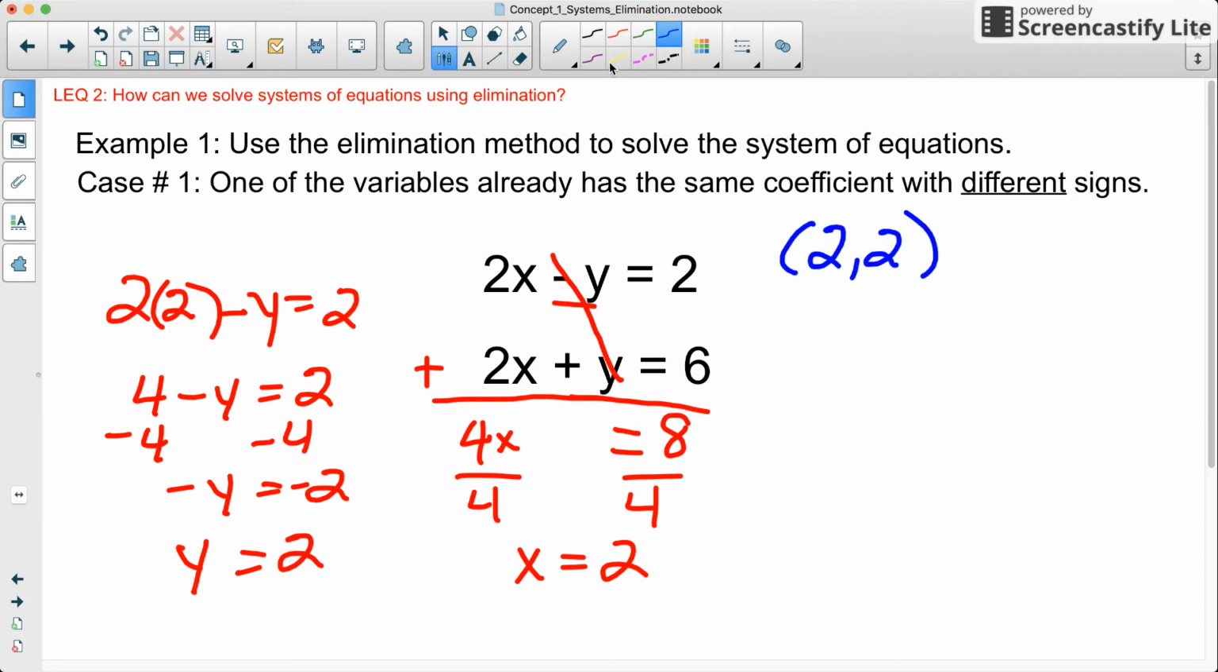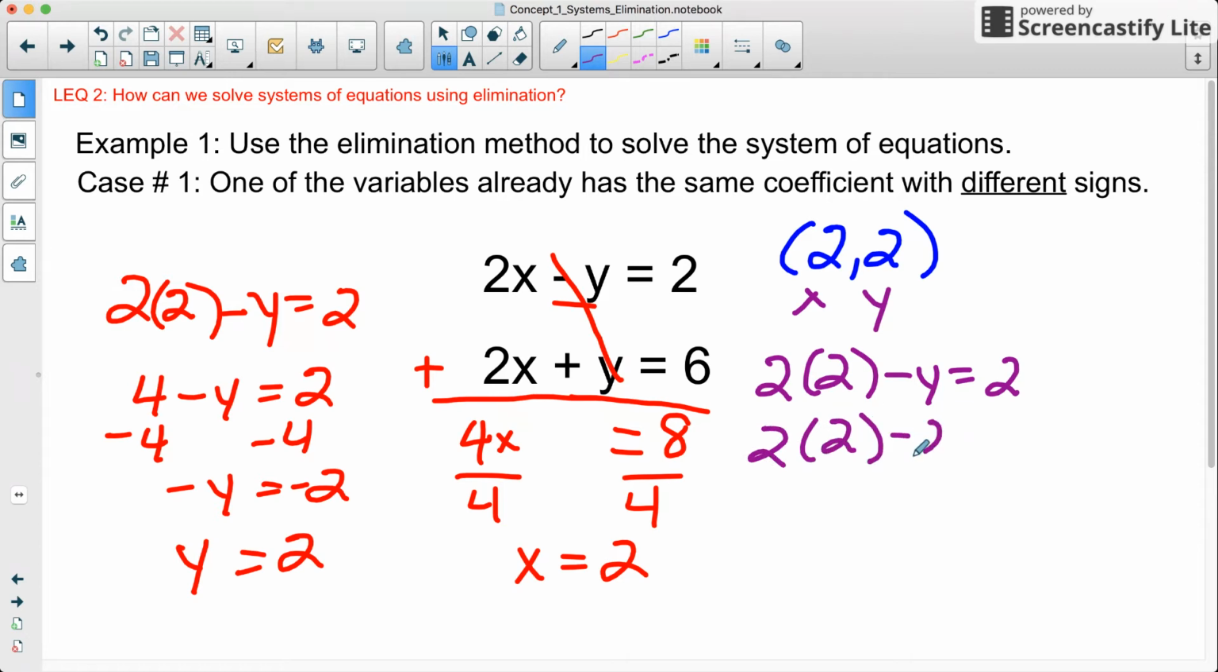Now, you don't have to do this last step, but my friend Omara said that this didn't work. So I'm going to check both of these to make sure this works. I'm going to substitute this 2 in for x and this 2 in for y. So 2 times 2 minus 2 equals 2. So I've substituted the 2 in both of the places where x and y were. So 4 minus y equals 2, and 4 minus 2 is 2, so 2 equals 2.